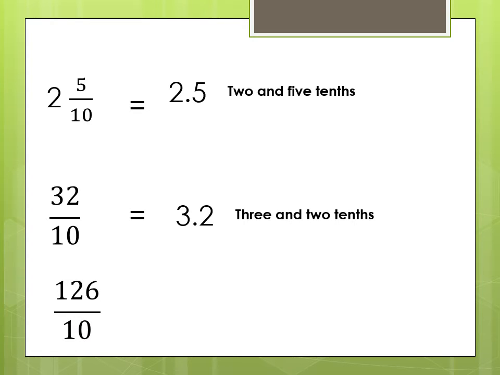Let's take a third example. 126 over 10. I can write it also as a decimal number. Yes, I will put the point after the first number from the right. We must pay attention. So I will write 12.6. I will put the point after 6. How can I write it in letters? I can say 12 and 6 tenths.